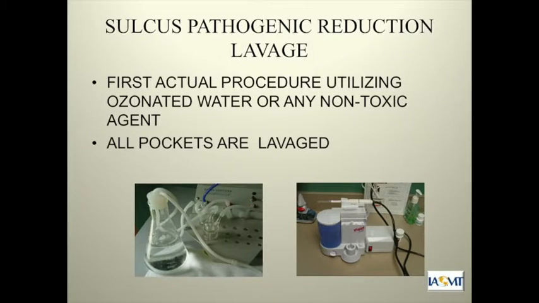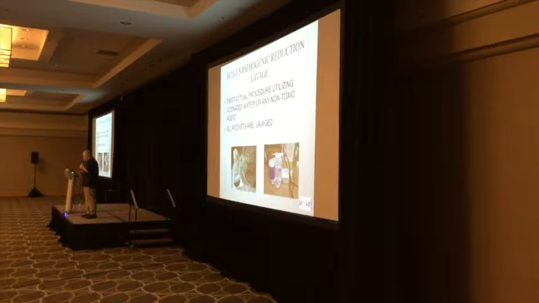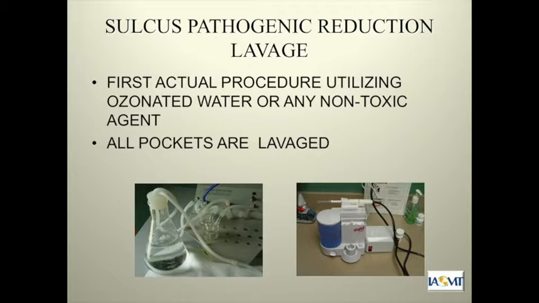The first actual procedure that we like to do using fresh ozonated water is what we call sulcus pathogenic reduction. We're basically debulking those pockets. Ozonated water, being a very strong solvent itself, breaks down that biofilm, which has been shown scientifically in a multiplicity of articles. What we want to do is reduce the possibility of septicemia or bacteremia for the patient. Debulking all that goop out, washing that biofilm out. Ozonated water is tremendous for washing and irrigating those pockets out.